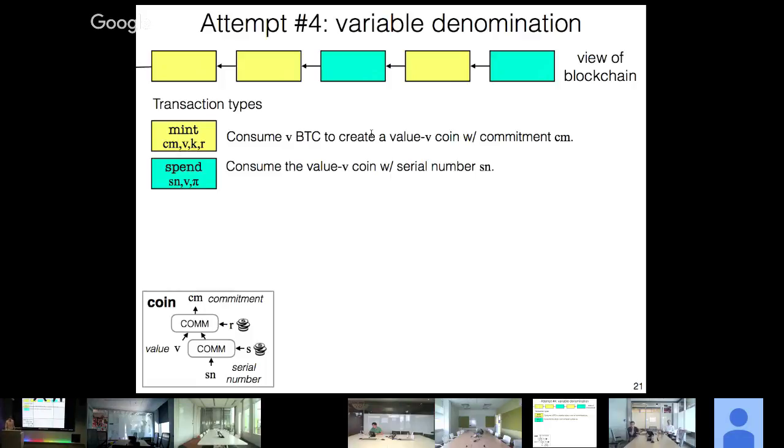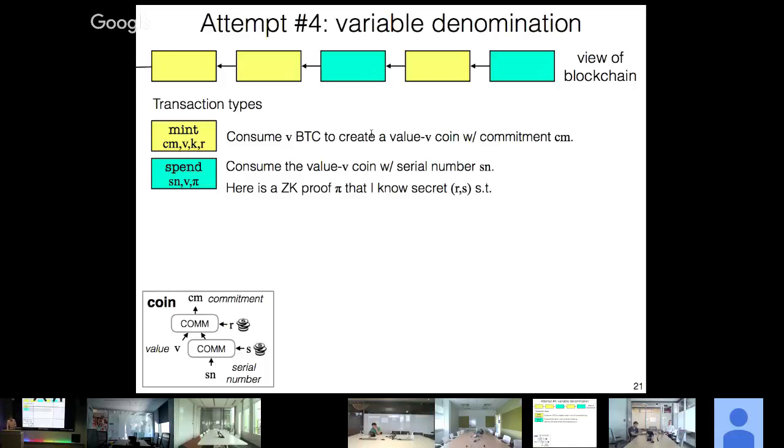Now, when you spend, you want to be able to, to some extent, recreate an amount of V, so you have to tell the system that is the case. So I'm going to reveal the serial number, the value, and a proof that I could spend this. So let's see, it's just a simple generalization of what I did before.